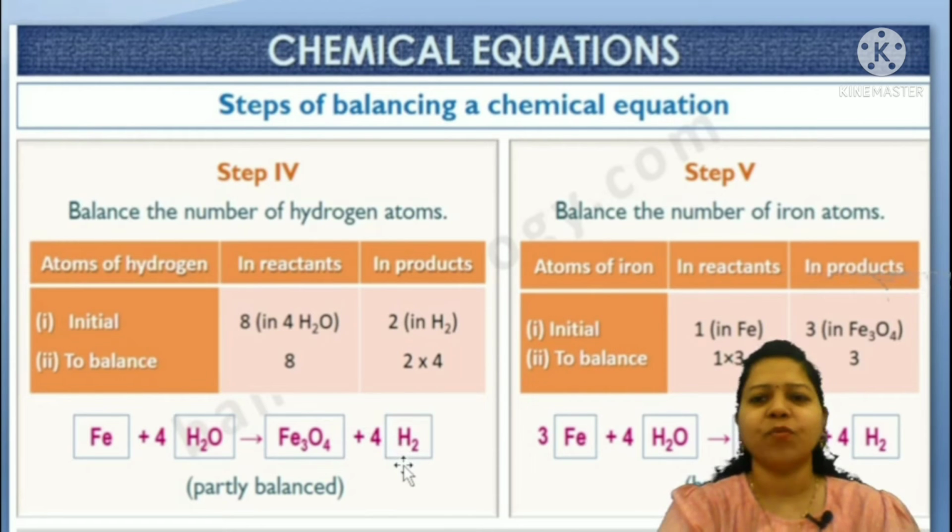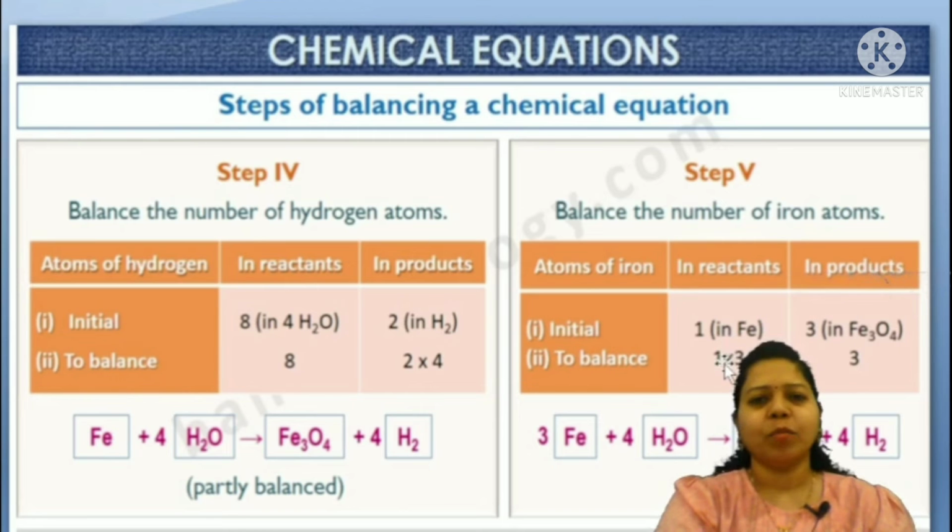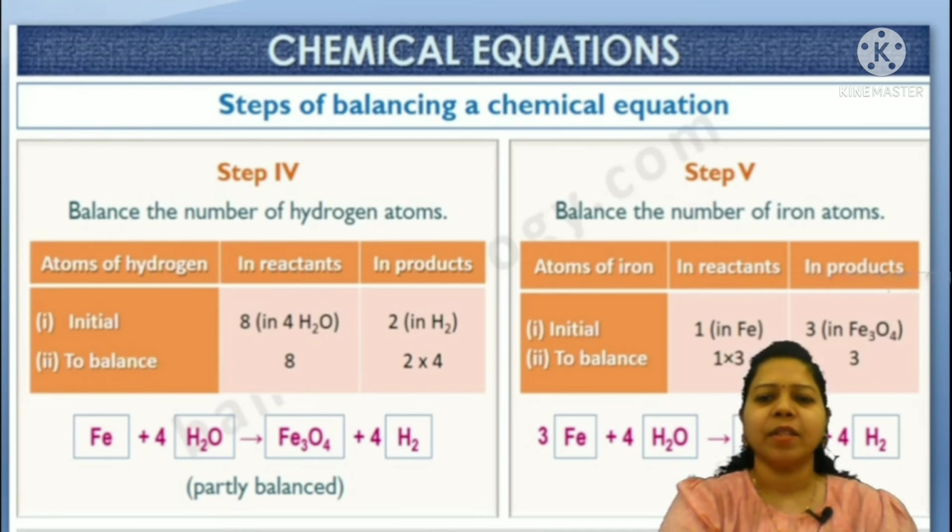Now in next step, that is fifth step, balance the number of iron atoms. Atom of iron, that is initially 1 in reactant side and 3 at product side. To make both sides equal, we need to multiply by 3 to reactant side. That's why we are multiplying this Fe by 3. Then we get 3 iron atoms on both the sides, 8 hydrogen atoms on both the sides and 4 oxygen atoms on both the sides. At the end, you can once again check the number of atoms, whether they are equal on both the sides or not.